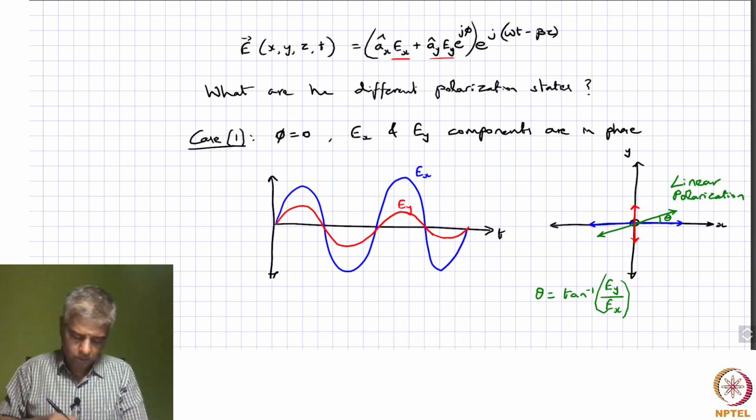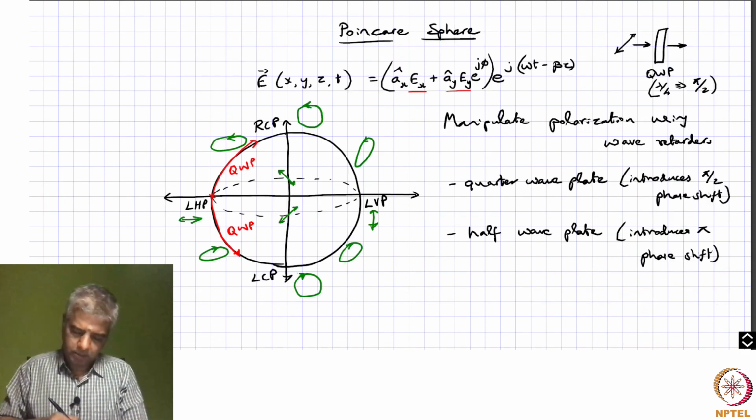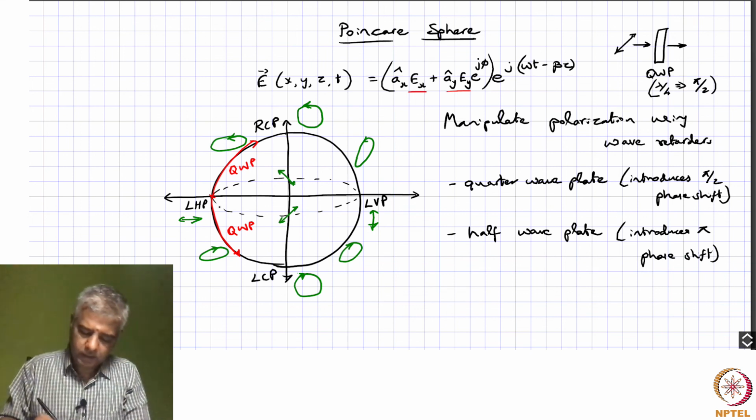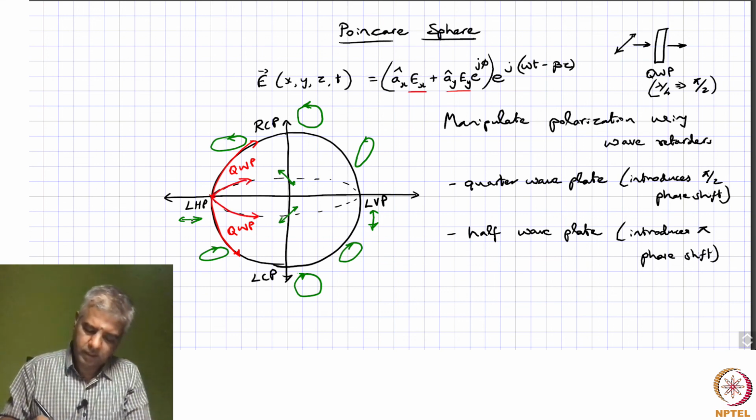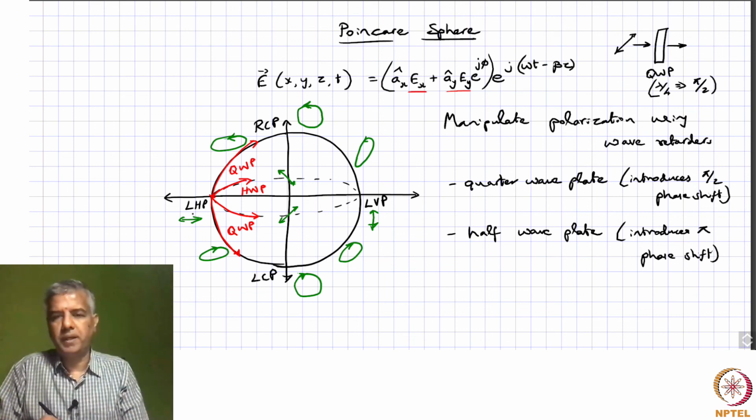So in essence, what you are doing is causing a rotation in the polarization. When you put it through the half wave plate, you are rotating the polarization. You are staying on the equator, but you are rotating your polarization. Those are the typical manipulations that you do as far as the polarization is concerned.